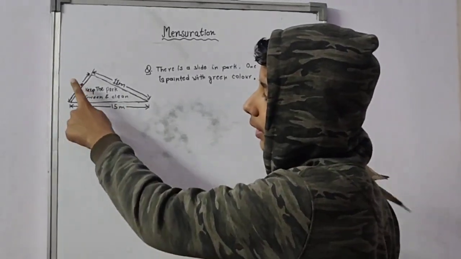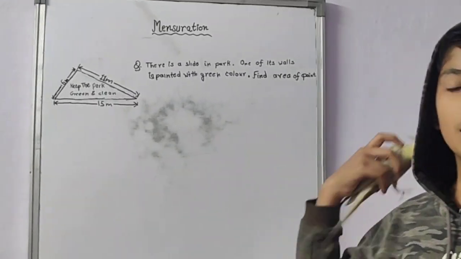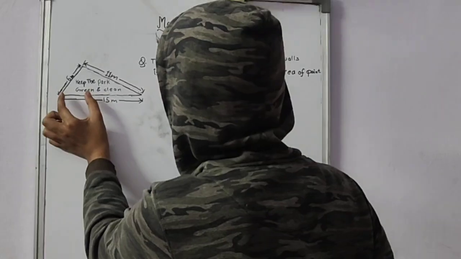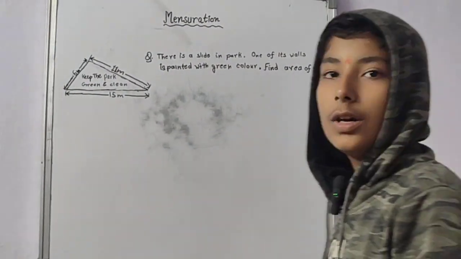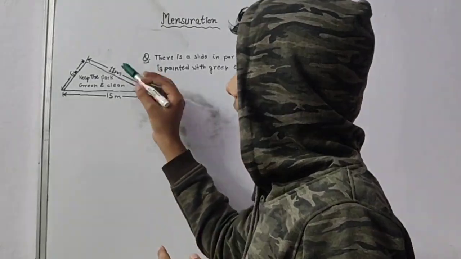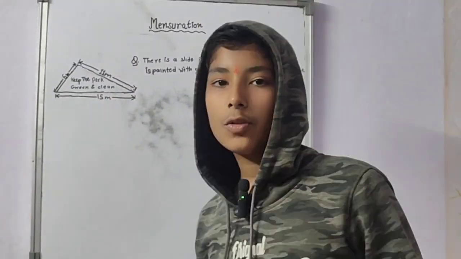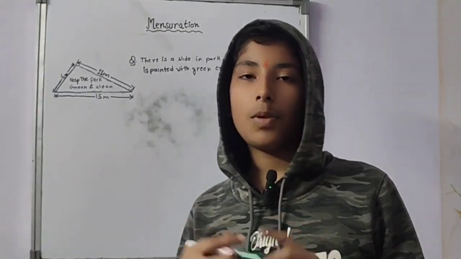So how much area is covered by the green paint? We have to see 6 meter, 11 meter, 15 meter. Can we use base into height? No, because if we put the diagonal here, we don't know this length. So firstly, we have to find out the area. Before finding the area, we will have to find out S. S means semi-perimeter.